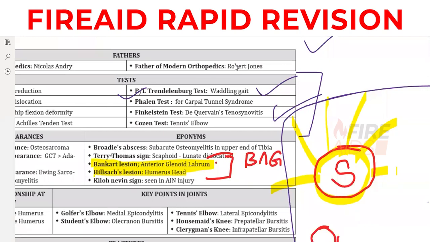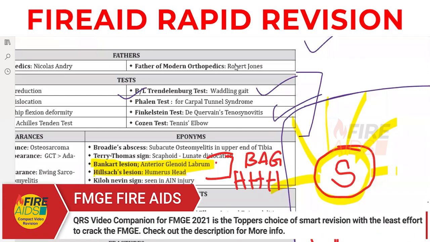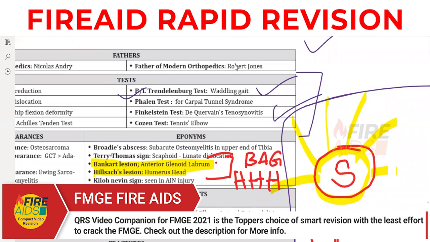Bankart lesion is anterior glenoid, BAG. And Hill-Sachs lesion is humerus head. You can remember it by the name Triple H. Triple H is a famous wrestler, almost the most popular wrestler ever. So Bankart and Triple H.